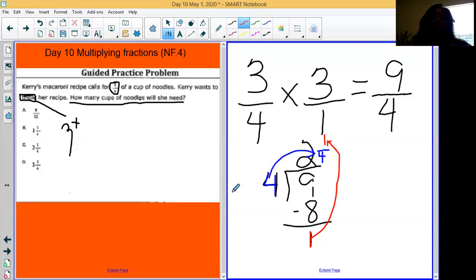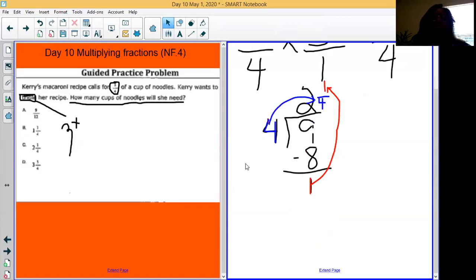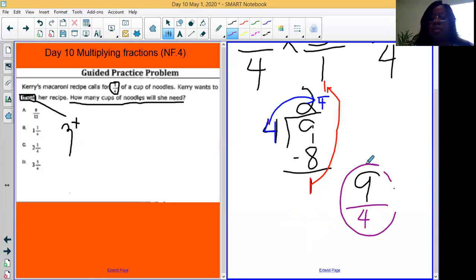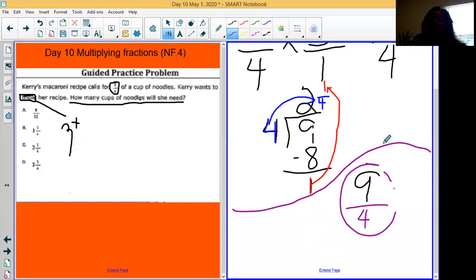Another strategy I could have used is a number bond. So in my number bond, at the top I would put 9/4 because that was my answer. And this is just a second strategy. So I'm going to pause right there and let you catch up.